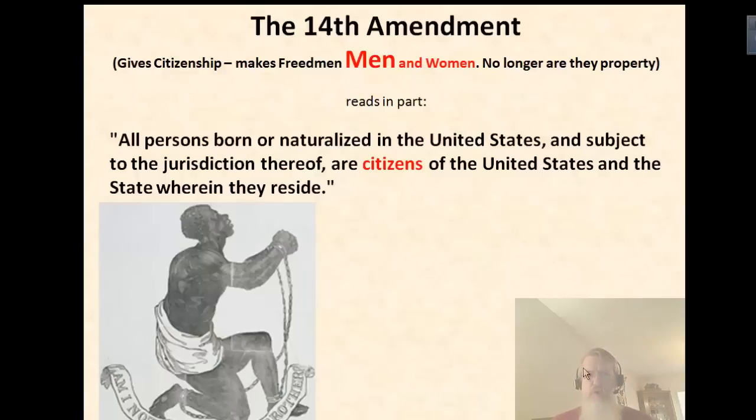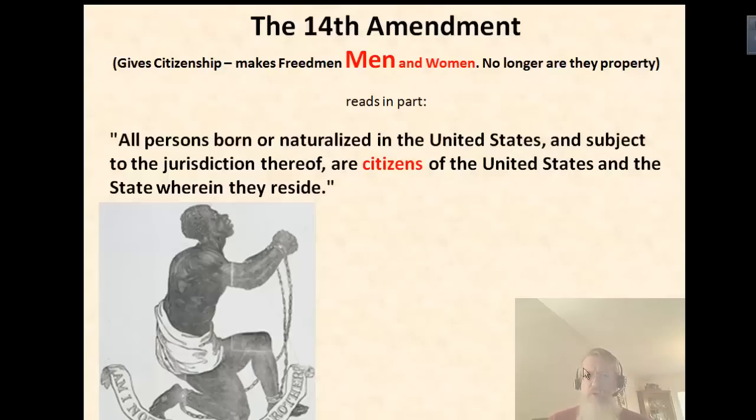So the next one is the 14th Amendment. Gave citizenship, made freedmen out of men and women who had been held in slavery. No longer were they property, because keep in mind, before this point, the U.S. Constitution held that African Americans were basically property if they were held as slaves, and even the freedmen, the people even in the North, weren't considered citizens up to that point.